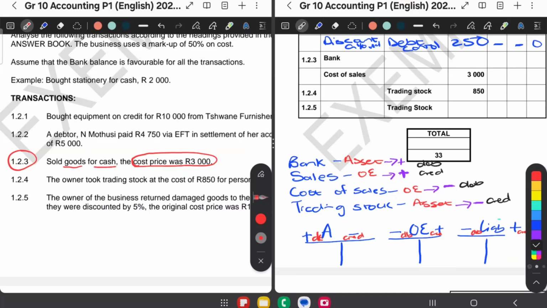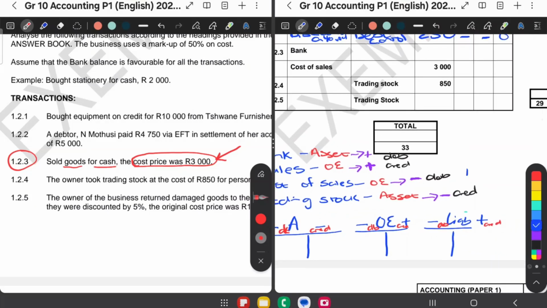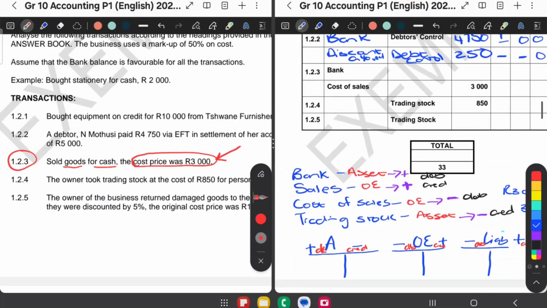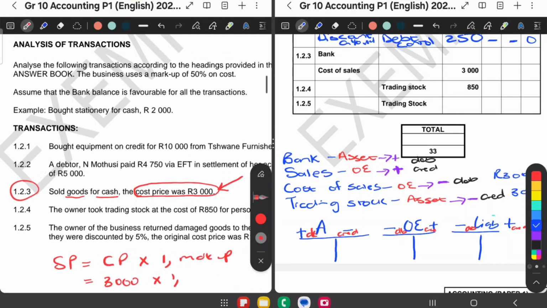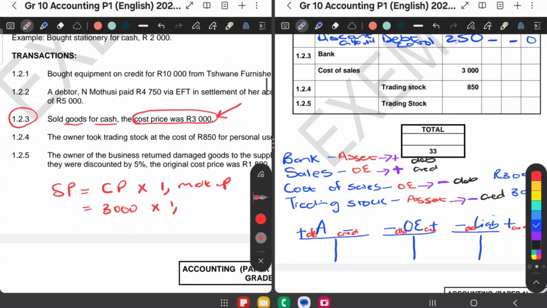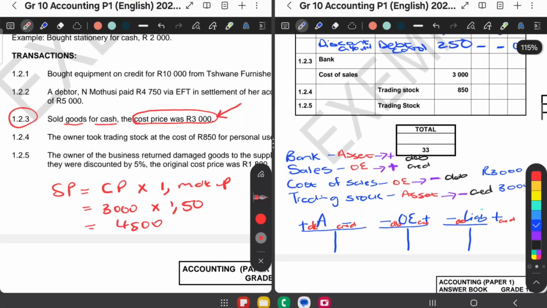Okay, and let's put the amounts down. It says here you sold the goods and the cost price of the goods was 3,000. So remember I told you these two will go with cost price? So 3,000 and 3,000. The first two will go with the selling price, so we have to work out the selling price. Selling price is equal to cost price times 1 comma markup. So cost price is 3,000, 1 comma. The markup is 50% on cost. So 50, and this will give me 4,500. So over here, this is going to be 4,500 and 4,500.